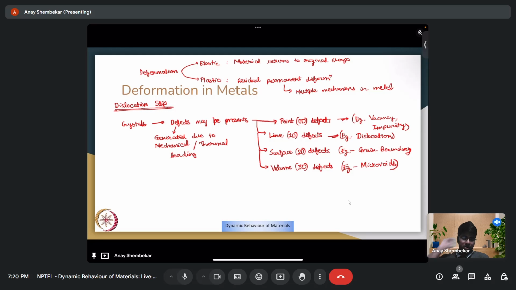A detailed figure for different types of these defects is in the textbook. I think it's figure 13.7, if I recall correctly, from Callister's textbook. If you want to look into that in detail, you could refer to that.